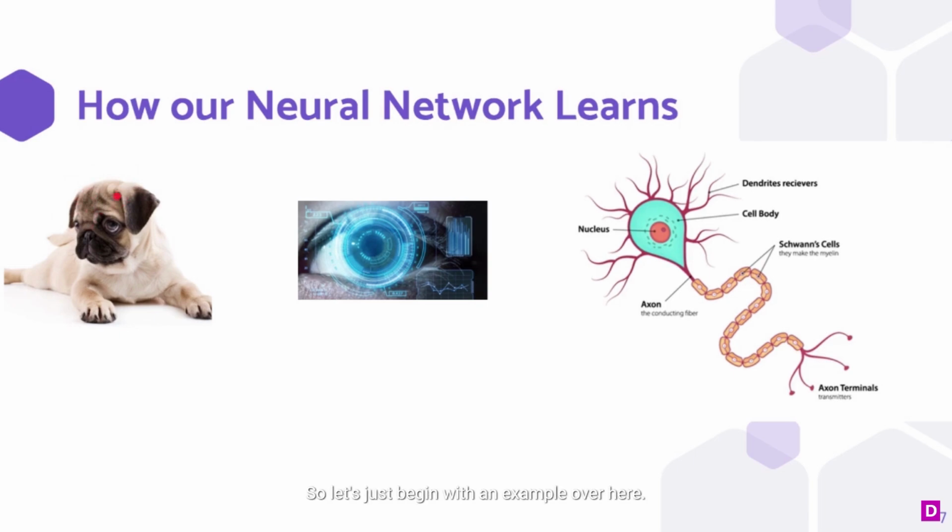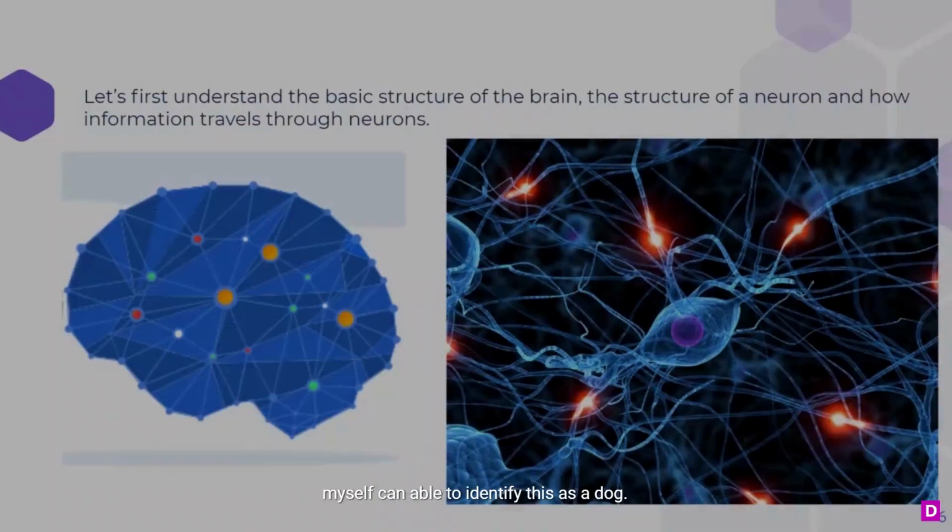Let's just begin with an example over here. This is a dog. We can easily say that it is a dog based on certain features or characteristics, right? We can't just say it is a dog, a cat or a lion, right? We can easily identify this as a dog because our brain as of now is capable of identifying this picture as a dog. How are all these things running in the background as soon as we see the picture? How is it that our brain, or I myself, can identify this as a dog?